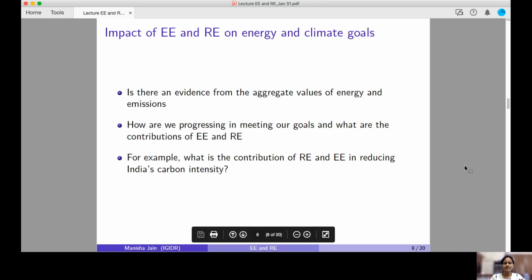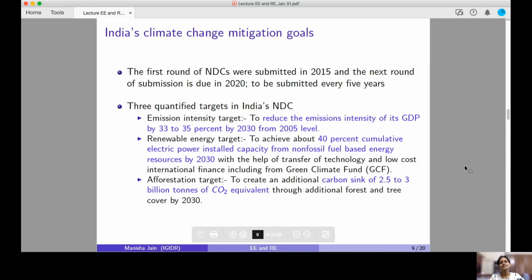Now, before going to carbon intensity, we very quickly look at India's climate change mitigation goal. This goal is specified in the nationally determined contributions that every country which is party to UNFCCC has to submit under the Paris Agreement, which was agreed in 2015 and ratified in 2016. In 2015, the NDC that India submitted had 3 quantified targets. The first was to reduce the emissions intensity of GDP by 33 to 35% by 2030 from 2005 level.